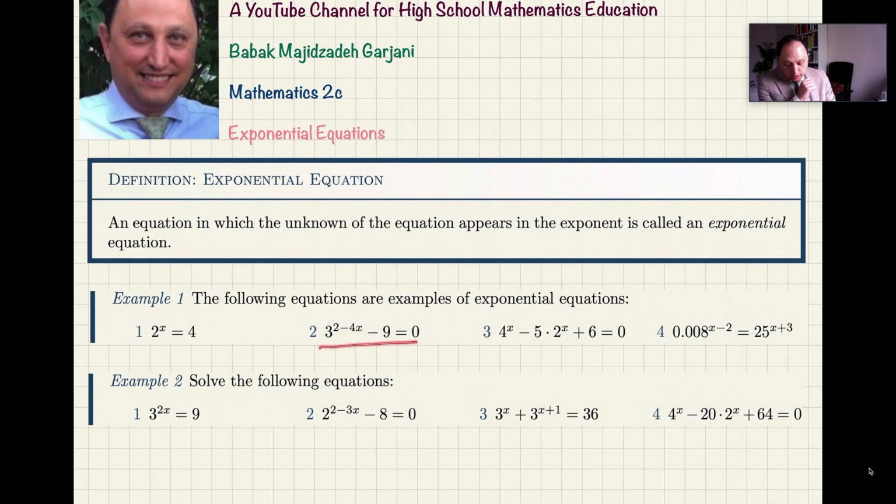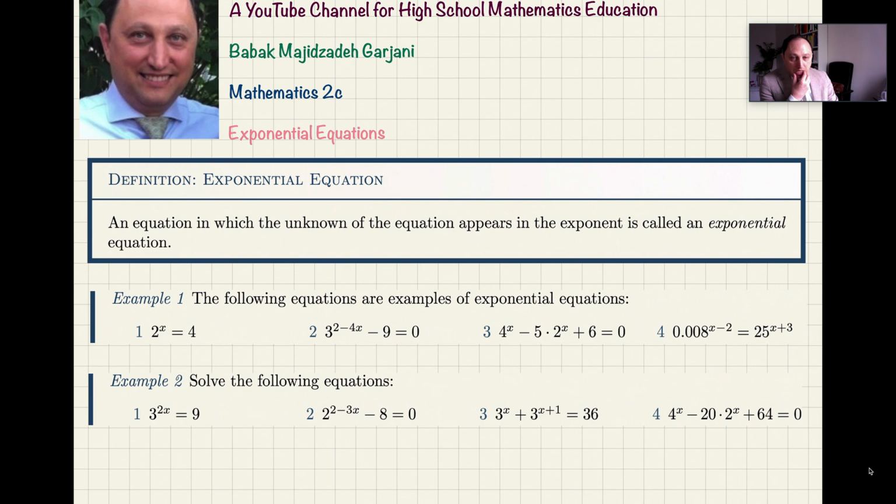Another example of an exponential equation is this one. Again, I have an equality, but you see your unknown appears somewhere in the exponent. Here I have a little bit more complicated exponential equation, but still it's an exponential equation because I have equality, and you see that this x appears in the exponent. This is also an exponential equation. You have equality, and then you see that this x appears in the exponent.